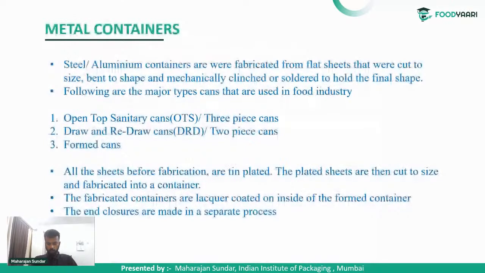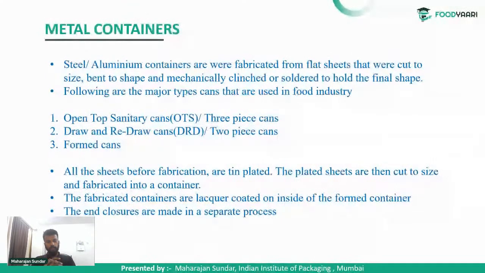Then we jump on to metal containers. We know that Aldirams, gulab jamuns and rasamalais are packed in metal containers. So why are these metal containers used? Metal and glass are basically an absolute barrier for gas, oxygen, and water vapor. So these metal containers are used.